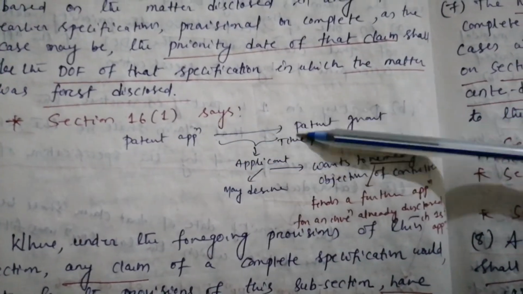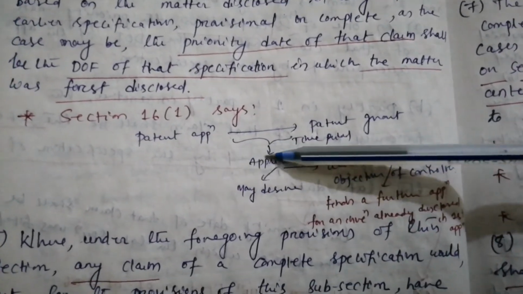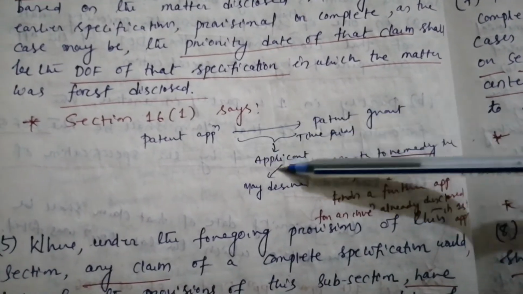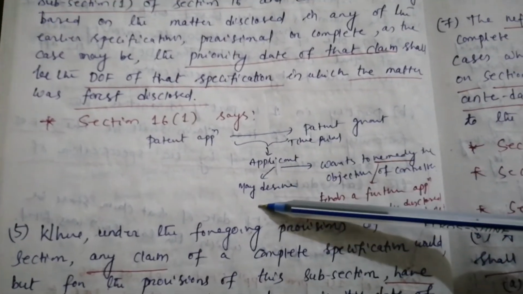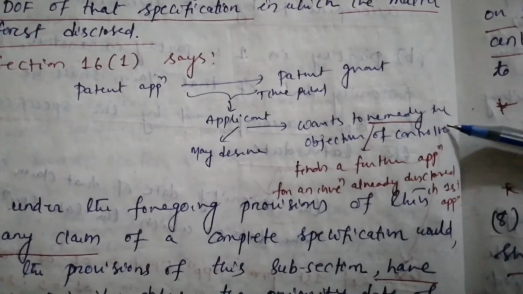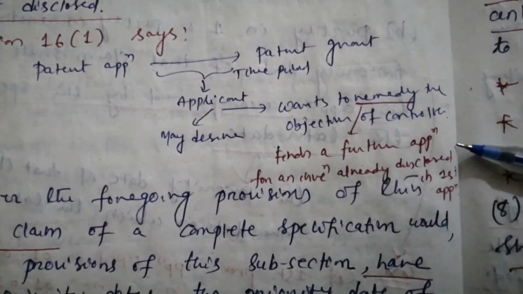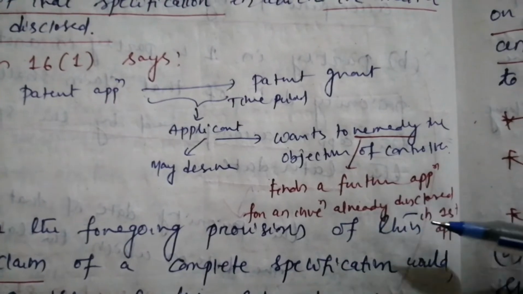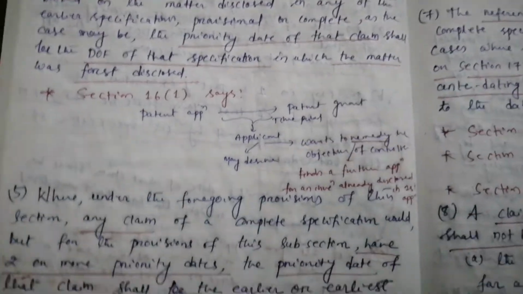So section 16 subsection 1 says, we know that there is a time gap between patent application and patent grant. Within this time period the applicant may want to remedy the objections of the controller. If he wants to remedy the objections of the controller, he files a further application for an invention already disclosed in the first application. Fine. So this one is our subsection 4.